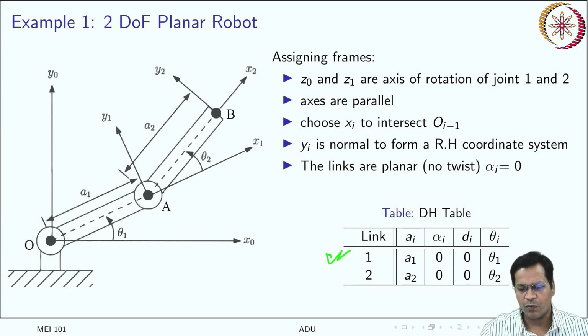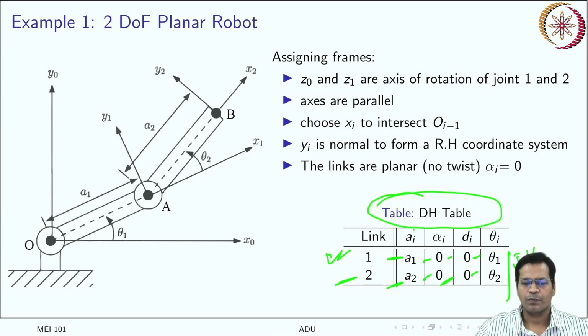So for link 1, a_i, this is your link length, it is A1. Similarly for link 2, link length is A2. Alpha i for both, because there was no twist, there is no angle between any of the two consecutive Z axes. Okay, so alpha 1 and alpha 2 is equal to 0. Similarly, this link is completely planar, so D1 and D2 is also equal to 0. These are joint variables. Okay, so now this is your DH parameter table.